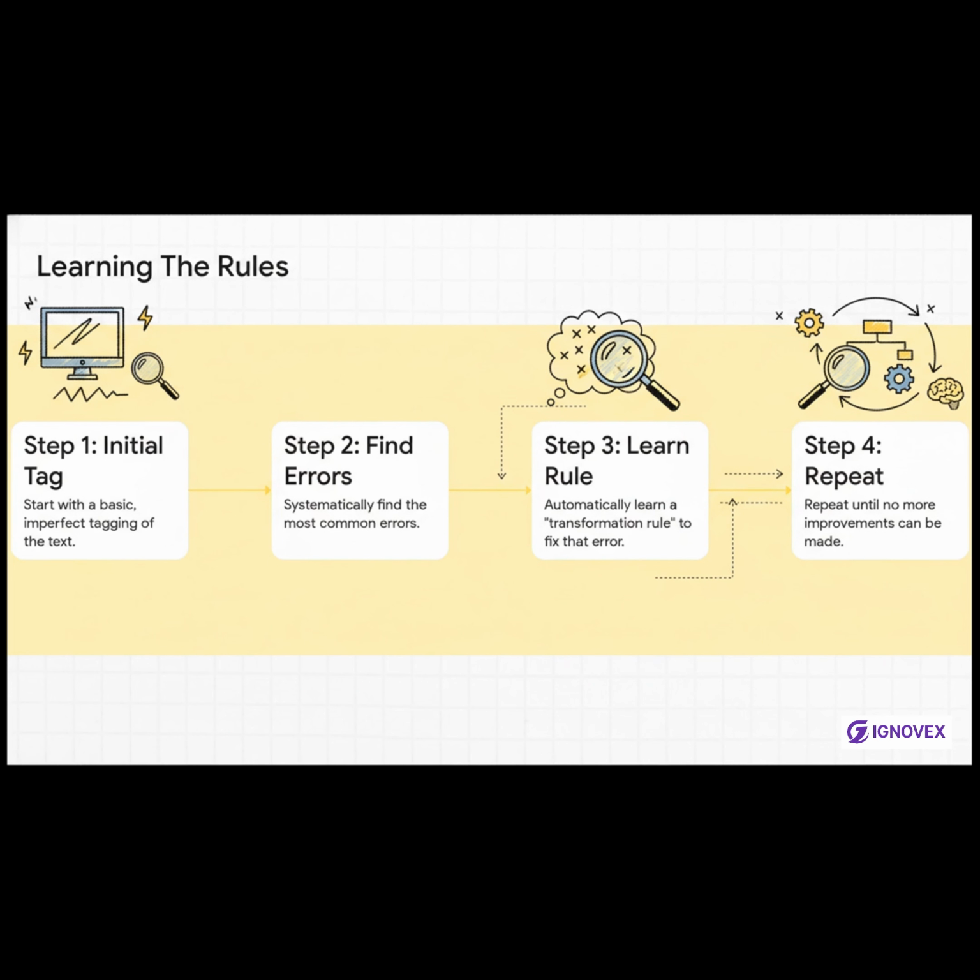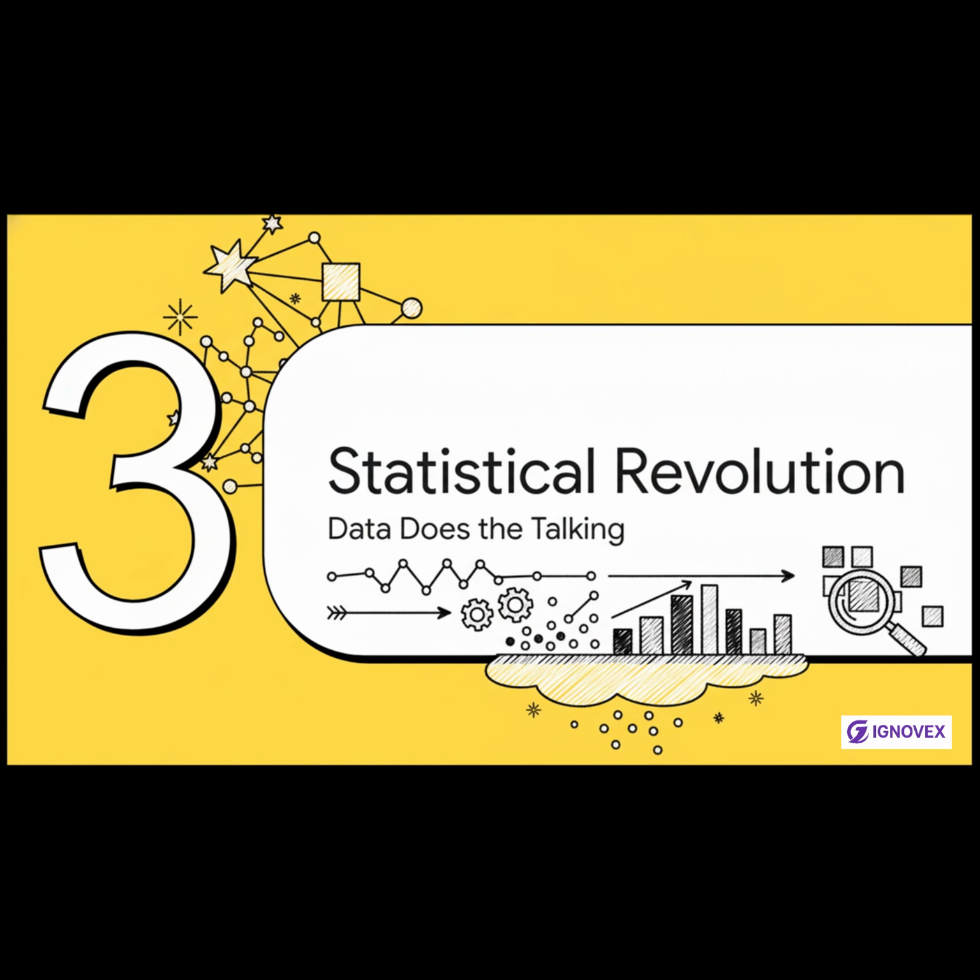People started thinking, okay, instead of a human writing thousands of rules, what if the computer could learn the rules itself? And that's where transformation-based tagging comes in. Here's how it works. The system makes a first, kind of rough guess at tagging a sentence. Then it looks for its most common mistakes and automatically creates a new rule to fix that one type of error. And it just does that again and again and again, basically writing and refining its own rulebook as it goes. But even that wasn't quite the answer.